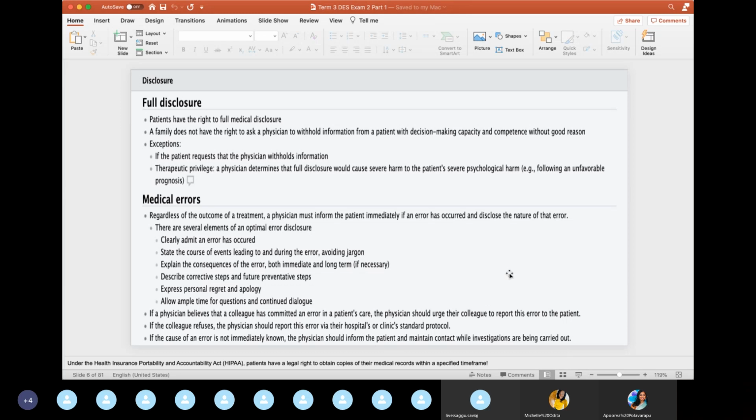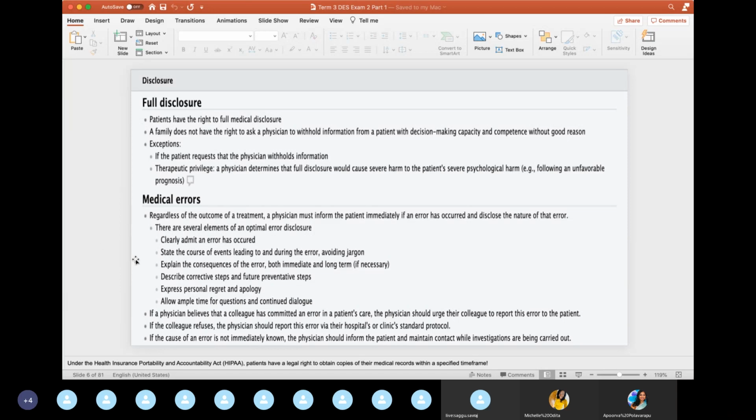What if he or she refuses? Your colleague refuses. What's the next one? Talk to the supervisor? Then you can, yes, go to the hospital or clinics. And then after that, you can have investigations being carried out. So on the exam, full disclosure is always the correct answer, even for medical errors, even though it didn't result in patient harm.